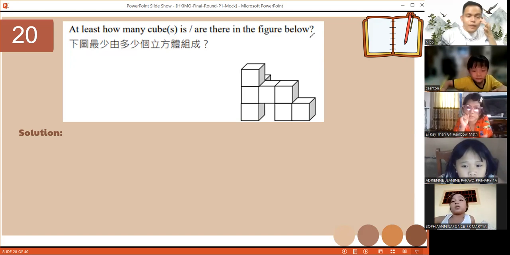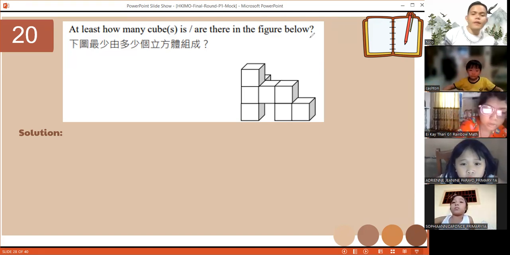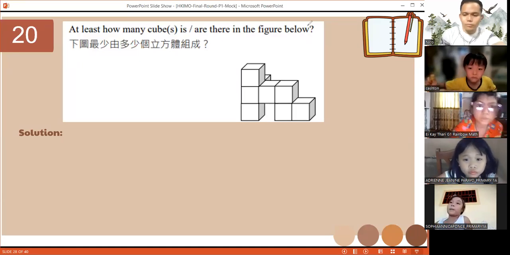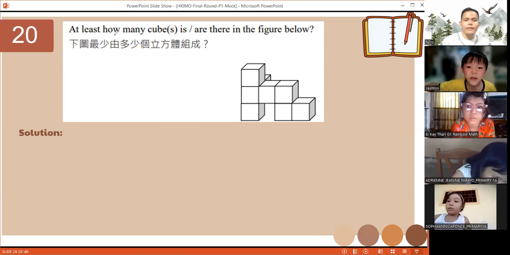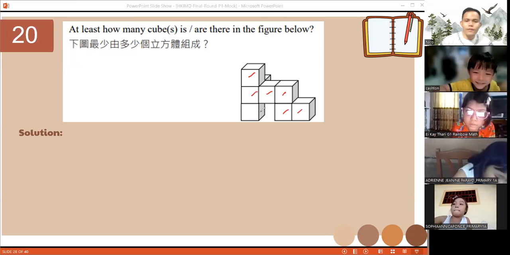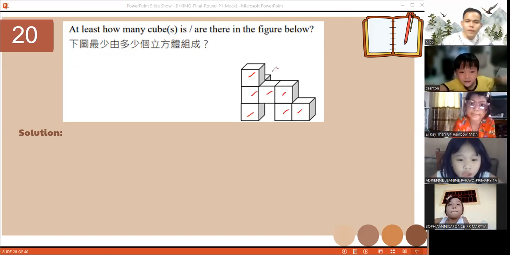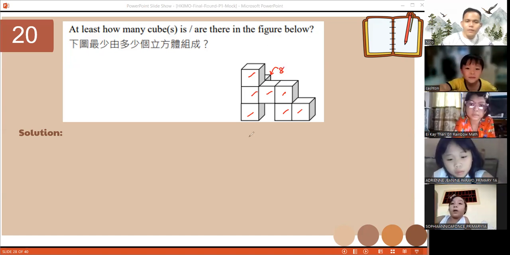Okay, I think you're done. Let's have number 20. At least how many cubes are there in the figure below? So how many cubes are there? And then at least. 8. Right? So we count 1, 2, 3, 4, 5, 6, 7, and then the one at the back, 8. So a total of 8.